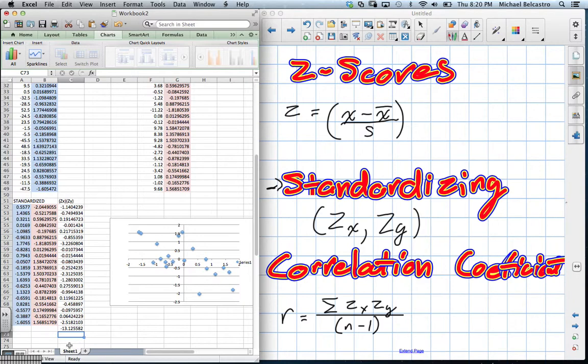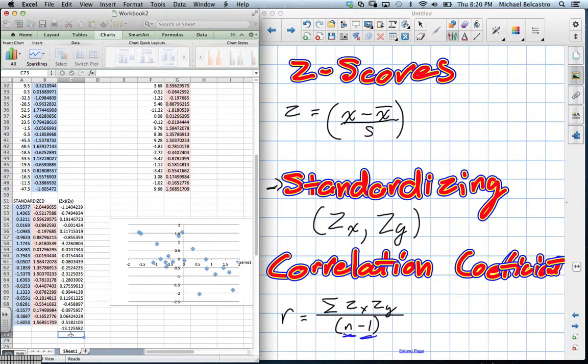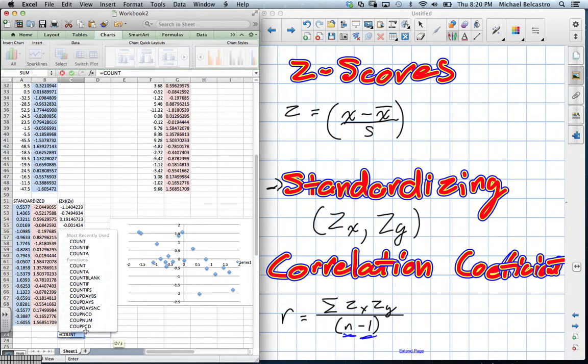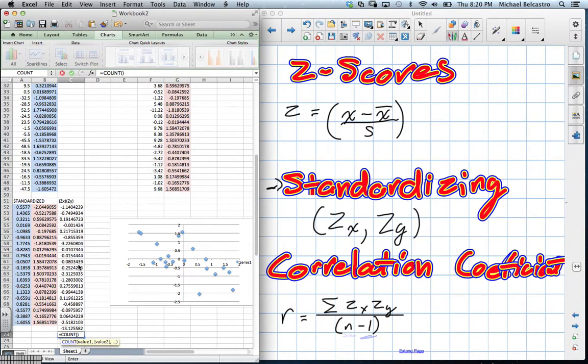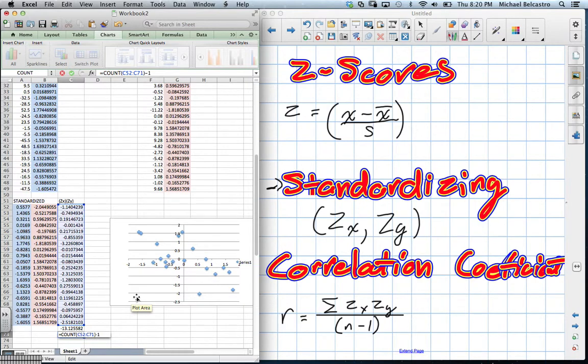That's true. And we got to divide by our total number. Now, technically it's n minus 1. So I can put that in this equation. I'll go equals count. And see how count already shows up? I can already just go and click it. Count all of these guys. But at the very end of it, I needed to do minus 1. And that makes sense because remember in all of our other count functions we had 20? It makes sense that it'd be 19.